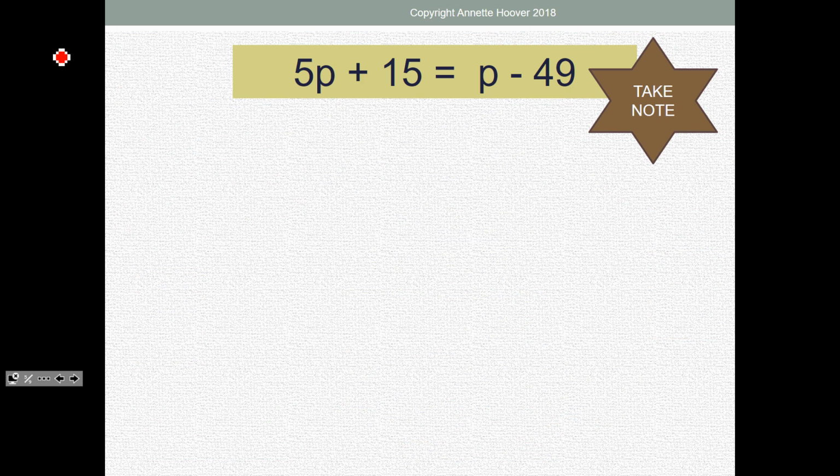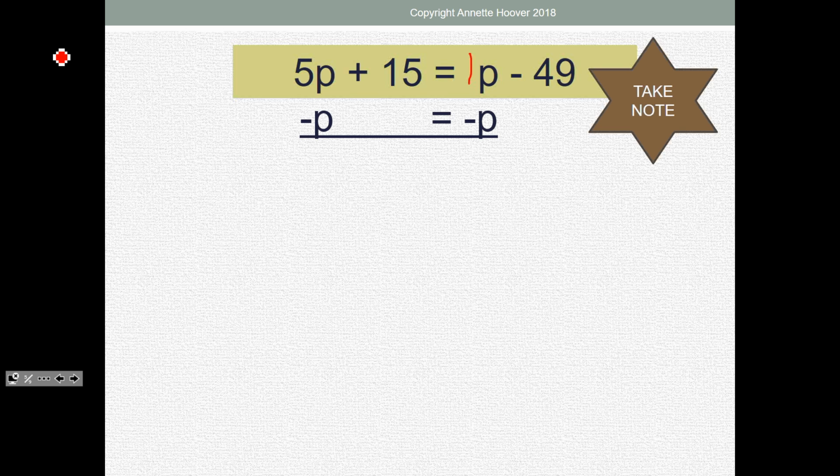Okay, so here we have a 5p on the left side, and we have a 1p on the right side. So we can decide which one we want to move. I'm going to move the 1p to the other side. So I'm going to subtract 1p on both sides. So on the left side, we have 5p minus 1p, which would be 4p plus 15. These cancel out because a positive 1 and a negative 1 becomes 0, and you have a negative 49 left on the right side.